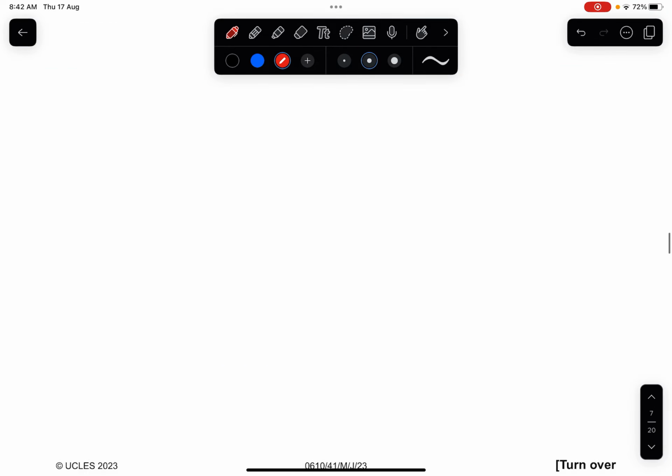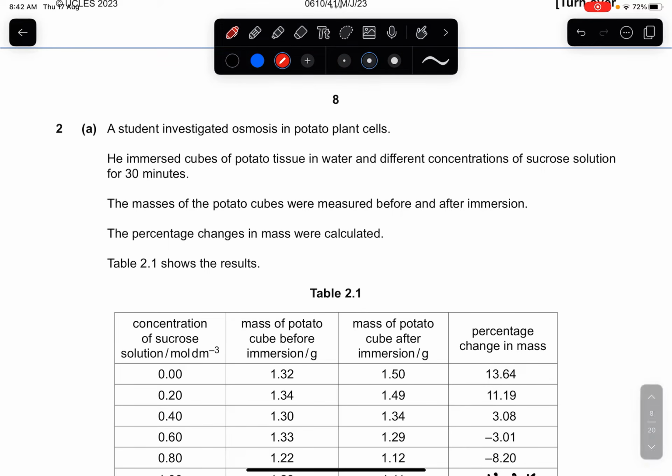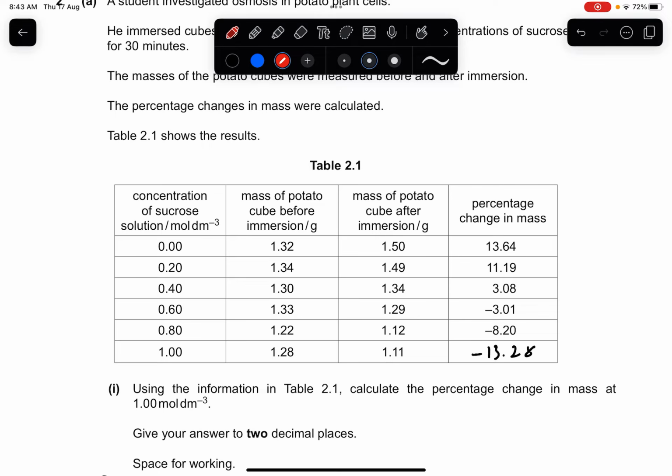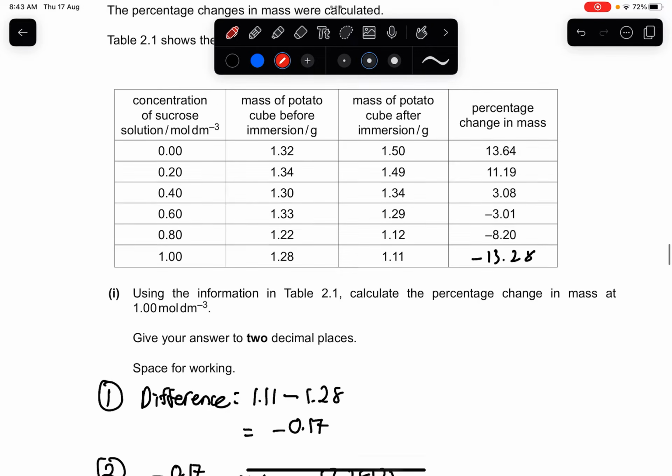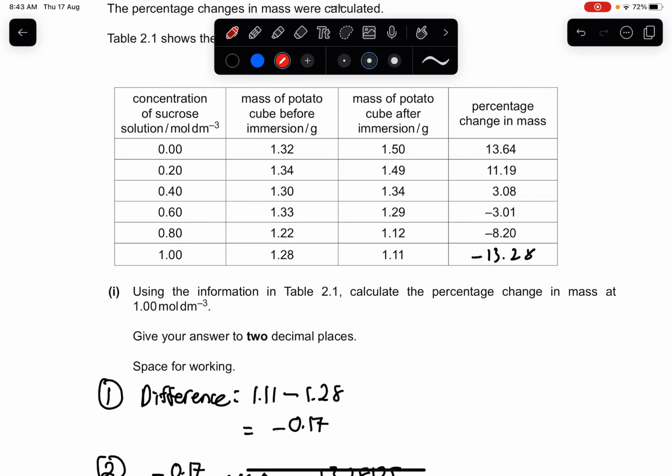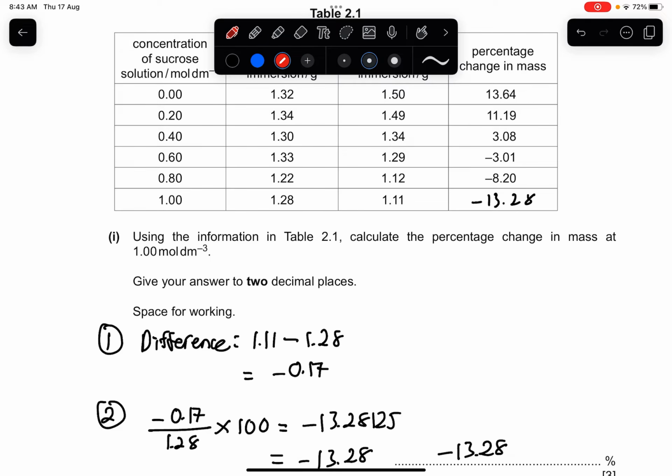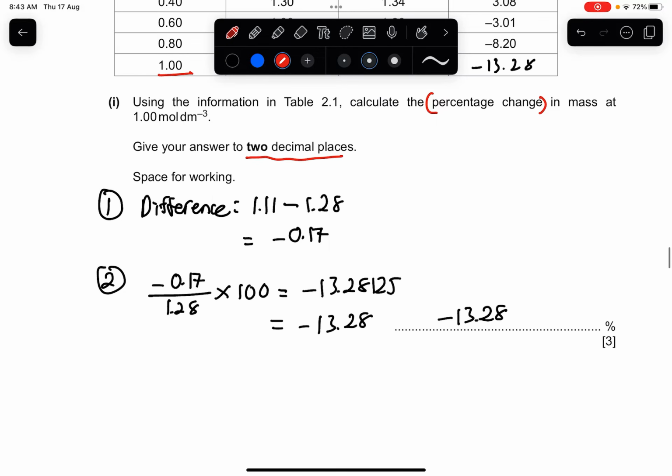marks. Okay. Question 2A. A student investigated osmosis in potato plant cells. He immersed cubes of potato tissues in water and different concentrations of sucrose solution for 30 minutes. The masses of the potato cubes were measured before and after immersion. The percentage change in mass was calculated. So here's the table. They ask you to calculate the percentage change in mass. Using the information in table 2.1, calculate the percentage change in mass at 1.00 mole per dm minus 3. Give your answer to 2 decimal places and show your working, of course.